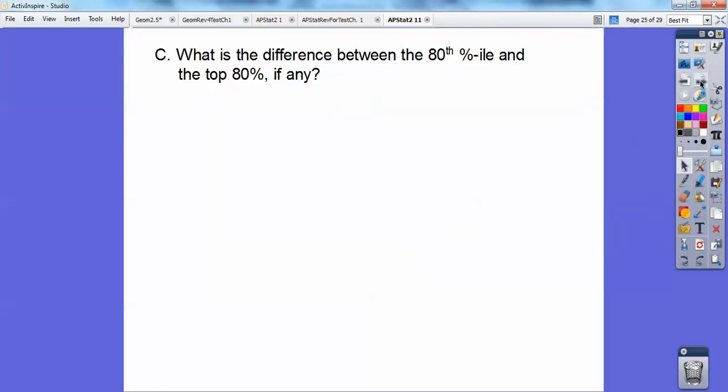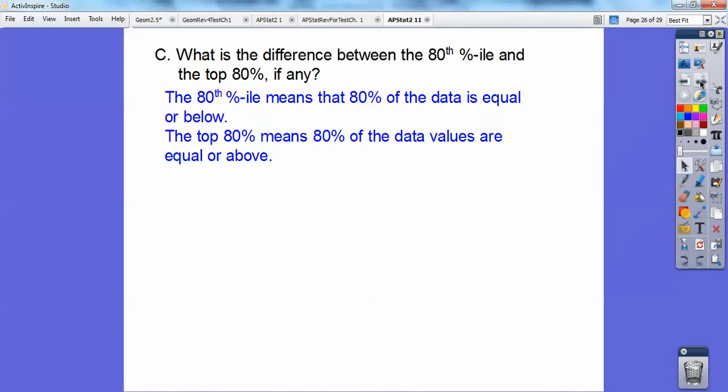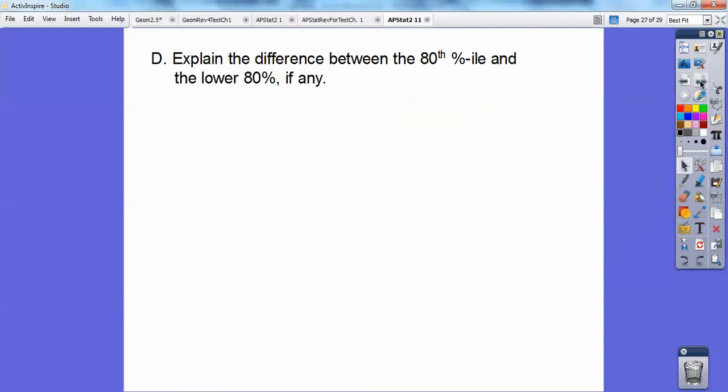Okay, so what's the difference between the 80th percentile and the top 80%, if any? The 80th percentile means that 80% of the data is equal to or below. The top 80%, which is what you guys are in, means you're in the top 80%, so 80% of the data values are equal or above. You're in the top 80%, which means only 20% are above you, at most. Explain the difference between the 80th percentile and the lower 80%, if there is any. There isn't. There is none.